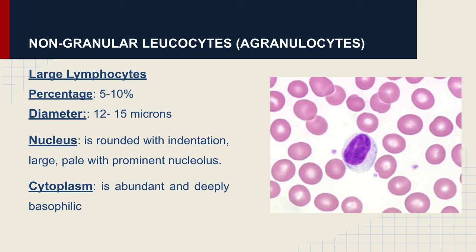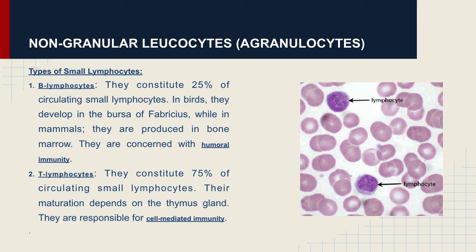The classification of small lymphocytes is not included in your exam. B lymphocytes, T lymphocytes, and so on are not included in your exam except the following slide. This slide classifies the small lymphocytes into B lymphocytes, representing 25% of the circulating small lymphocytes.